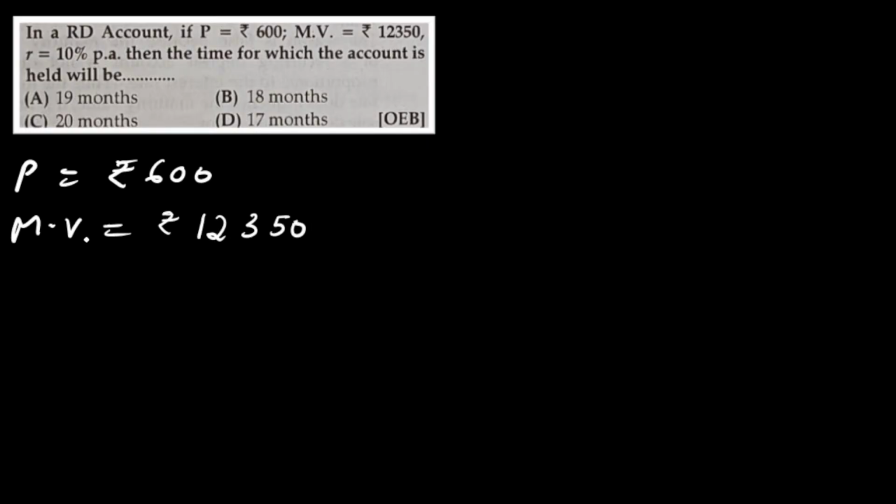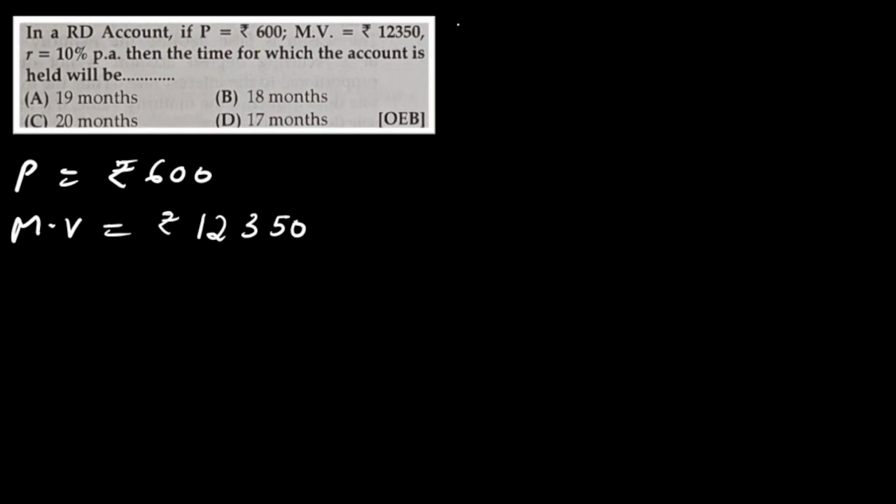Till now we have done questions where we found the value of interest and P also. MV also we have done. So these types of questions we have done till now, where we found the value of interest or maturity value or principal. Now let's do the next question. So what is given to us? P is given to us. P is equal to rupees 600. It's clearly given to us. Then MV is given to us. Maturity value is rupees 12,350.